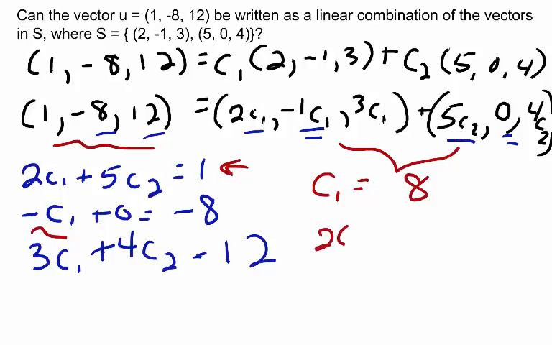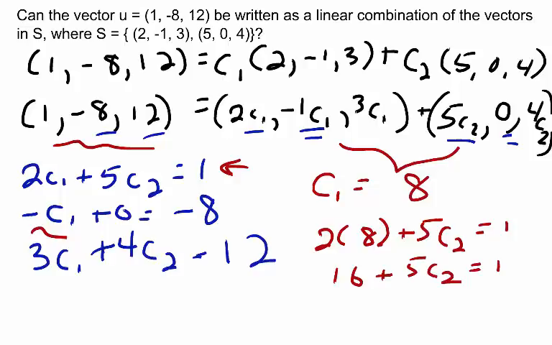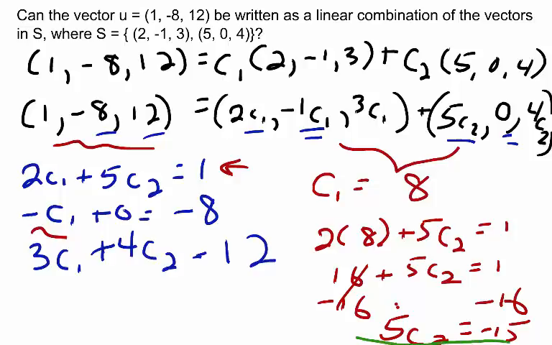So I have 2 times 8 plus 5c sub 2 is equal to 1. This is 16 plus 5c sub 2 is equal to 1. Subtract 16 on both sides. So we end up with 5c sub 2 is equal to negative 15. Or in other words, c sub 2 is equal to negative 3.